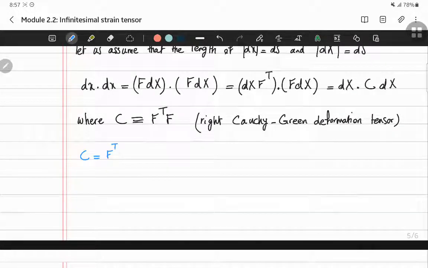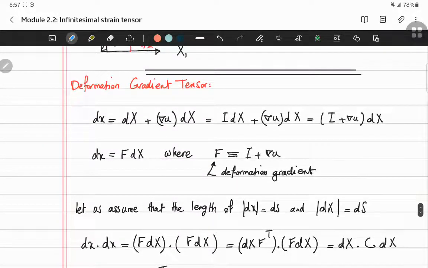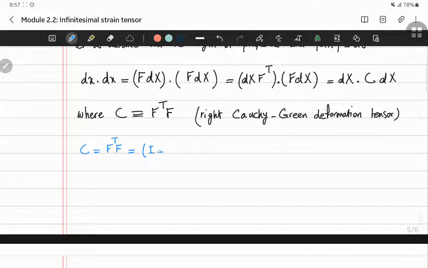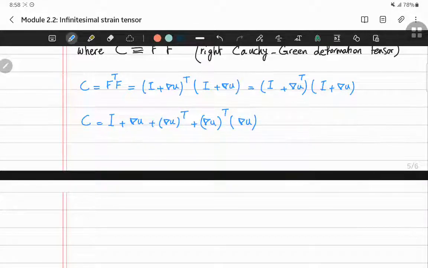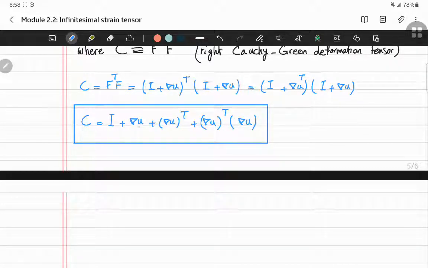We already said that C is equal to F transpose F, where F is nothing but I plus the gradient of U. So it is I plus del U transpose times I plus del U. This can be written as I transpose plus del U transpose times I plus del U, and you know that I transpose is equal to I. So we have I plus del U plus del U transpose plus del U transpose del U. You can see that C is equal to this expression, so now we have C in the form of the displacement gradient.